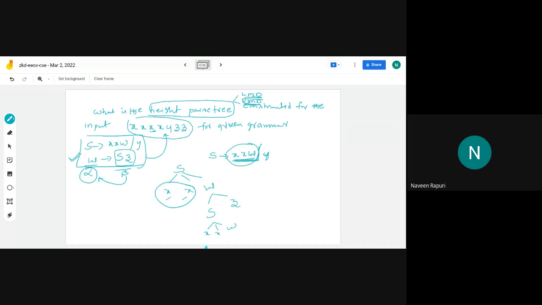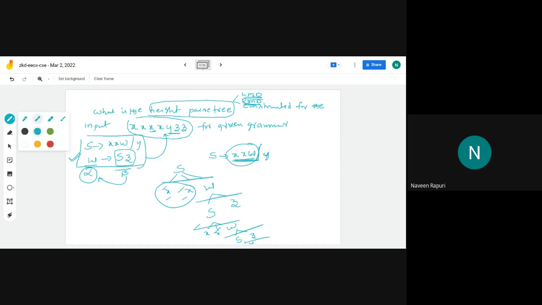So coming to here, x is completed. Now I need y z. So for that purpose, I am producing w as s z. So s is y, sir. So finally, what is the height? 1, 2, 3, 4, and 5. So the height of the parse tree is 5, sir.